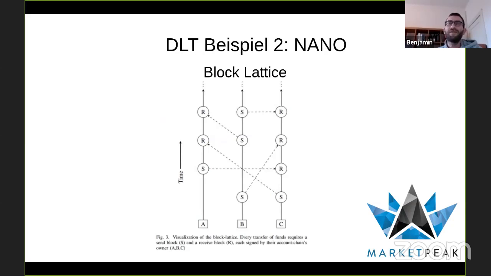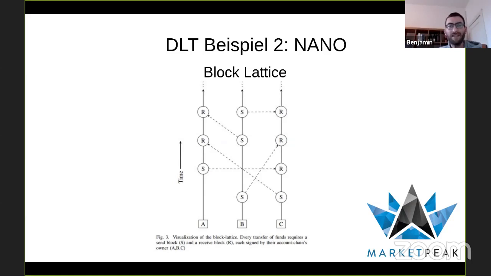Another example for a DLT that is not a classical blockchain is what Nano, they have been called RaiBlocks before, they renamed to Nano, what they call a block lattice. And now a block lattice, they just call it like that. I like to explain this as follows. Every user of Nano gets his or her own personal blockchain. So you have a blockchain, I have a blockchain.